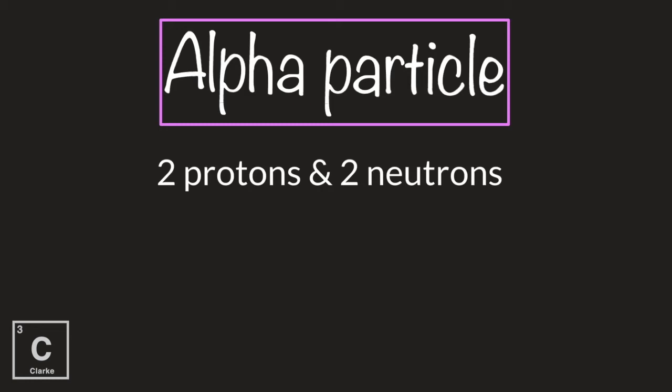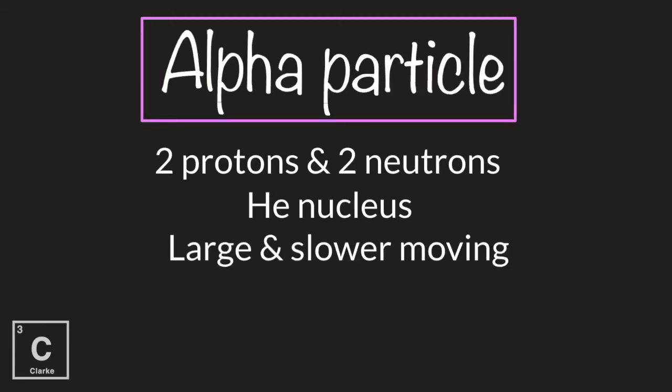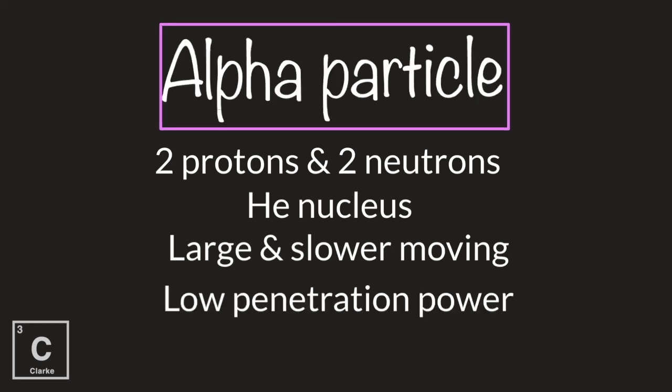Alpha particles, same thing. Now, if you look at the periodic table to see what element has 2 protons, that's helium. And if you look at helium on the periodic table, it has a mass of 4. Well, if you add up the 2 protons and the 2 neutrons, you get 4. So basically, an alpha particle is just a helium nucleus. I know 2 protons and 2 neutrons, that doesn't seem very big, but in the nuclear world, that's pretty big. So we consider the alpha particle to be large and slow moving. Since it's large and slow moving, it has a low penetration power.